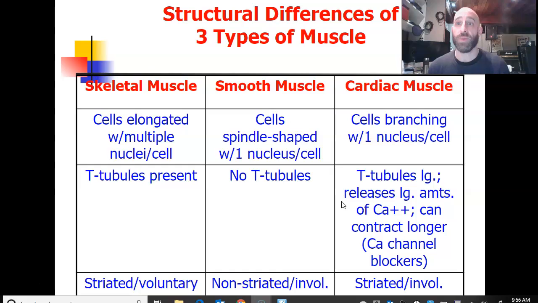So skeletal muscle has very organized actin and myosin fibers. There are sarcomeres, so that is going to be an organized muscle fiber where you're going to see striations. So that's striated and voluntary because we can control our skeletal muscle.